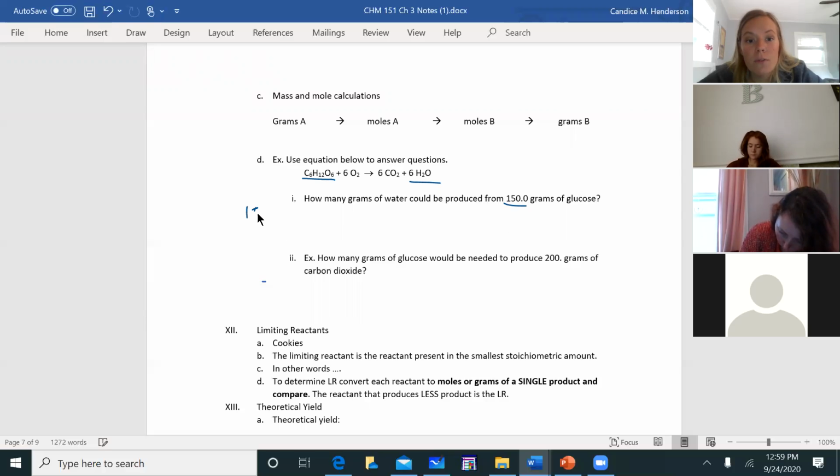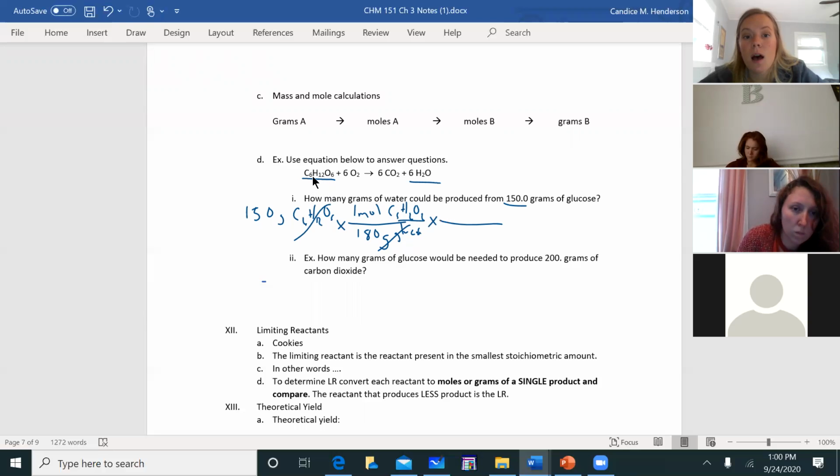So we have 150 grams of the C6H12O6. First step is to get out of grams of compound A and into moles of compound A. So 1 mole of C6H12O6, what did we say? It was 180, right? 180 grams of the glucose. Okay, that'll cancel. Next step is to use our stoichiometry. So we want to go from moles of glucose into moles of water.